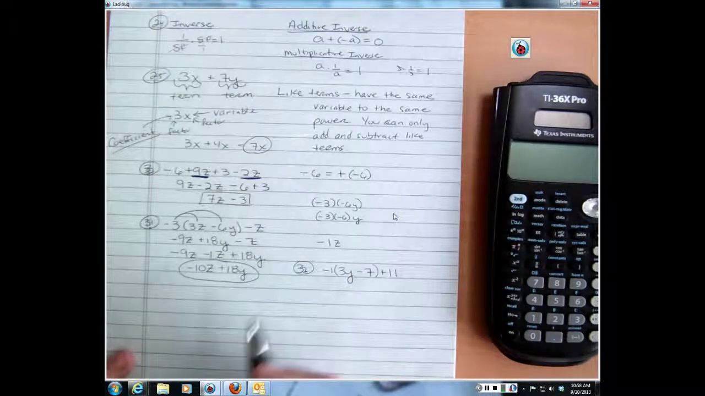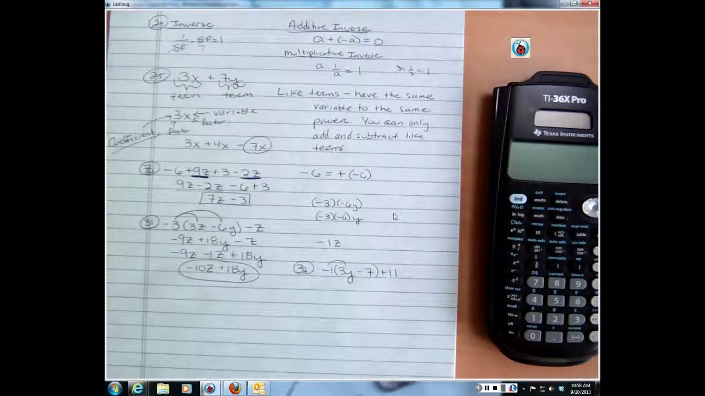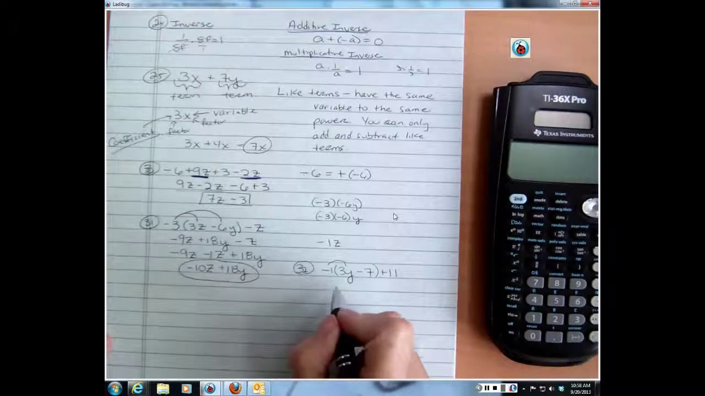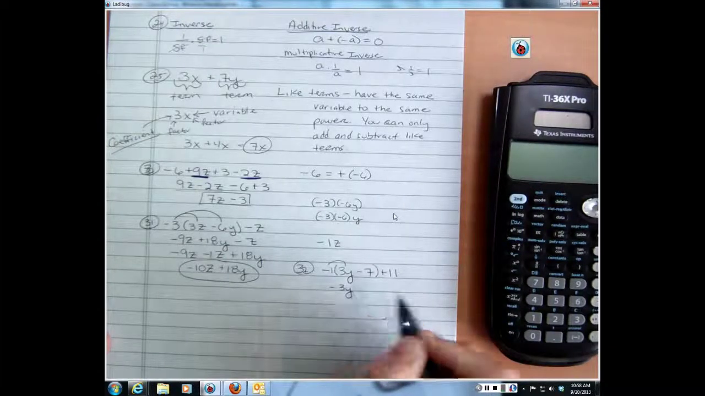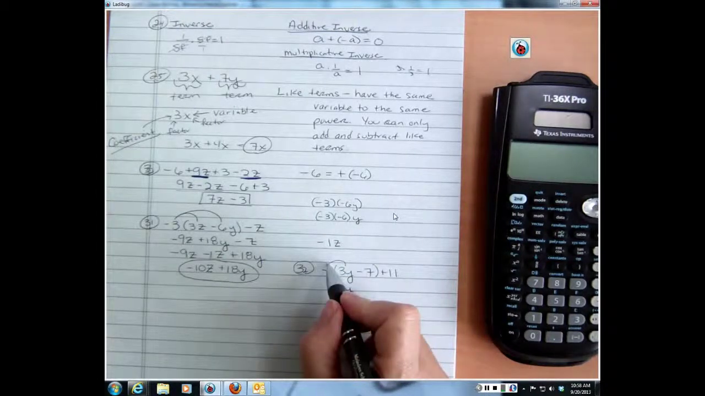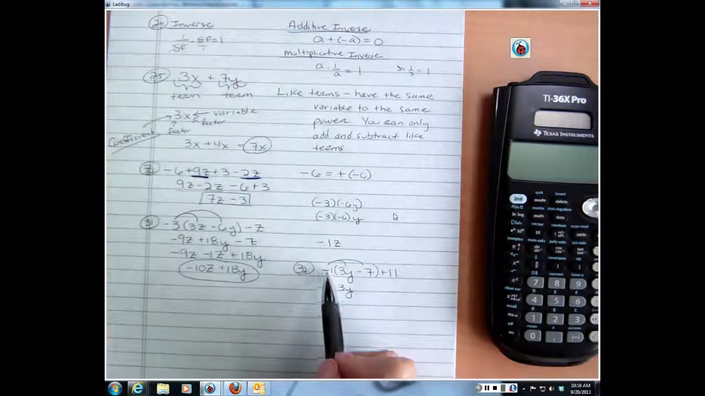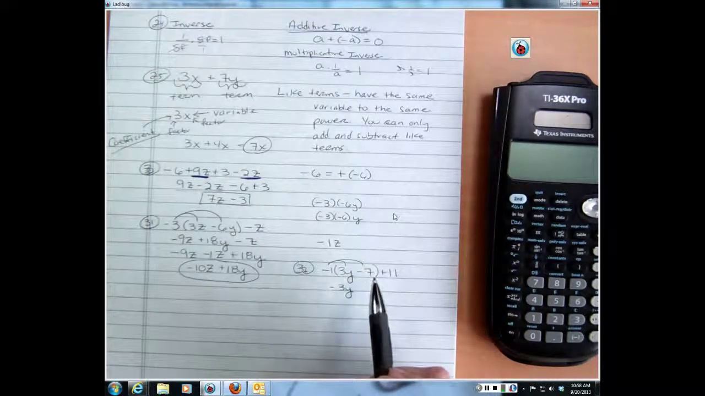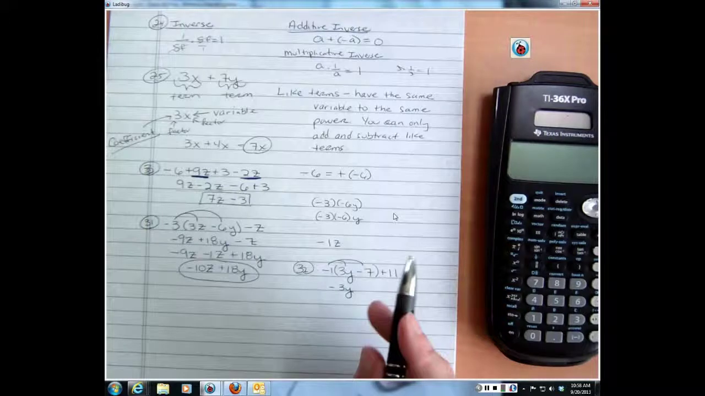So I'm actually going to take negative 1 times 3y. That's 1 negative and 1 positive, which gives me a negative overall. So that gives me negative 3y. And then I'm going to take negative 1 times negative 7. That's a negative times a negative, or 2 negatives, that's an even number. That gives me a positive 7.